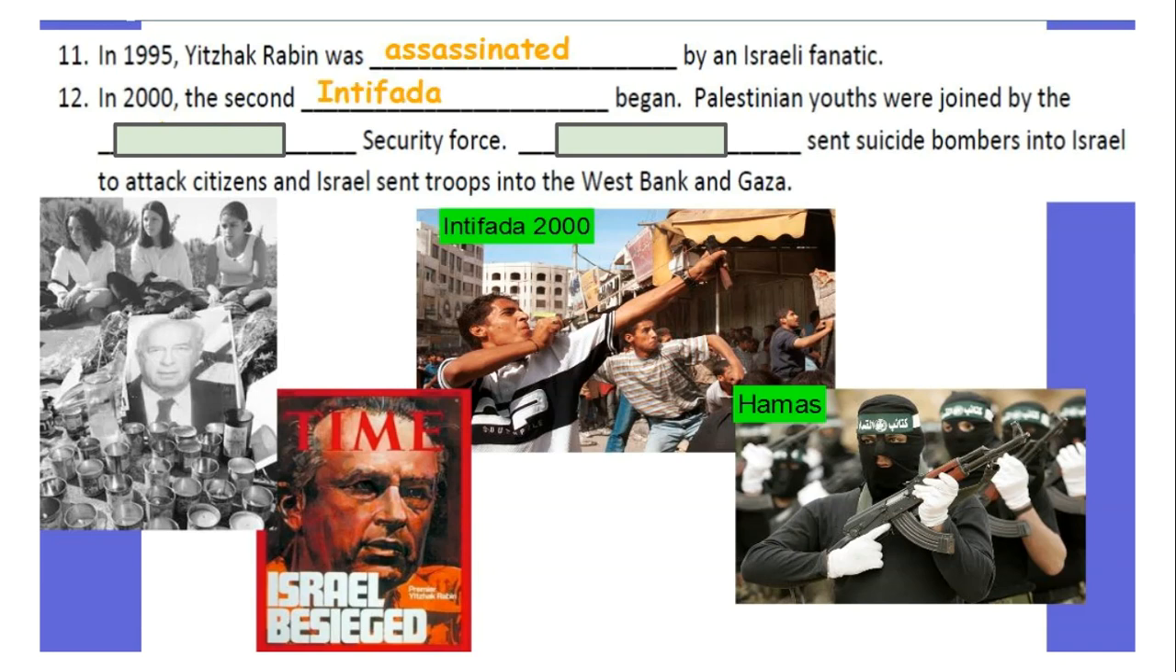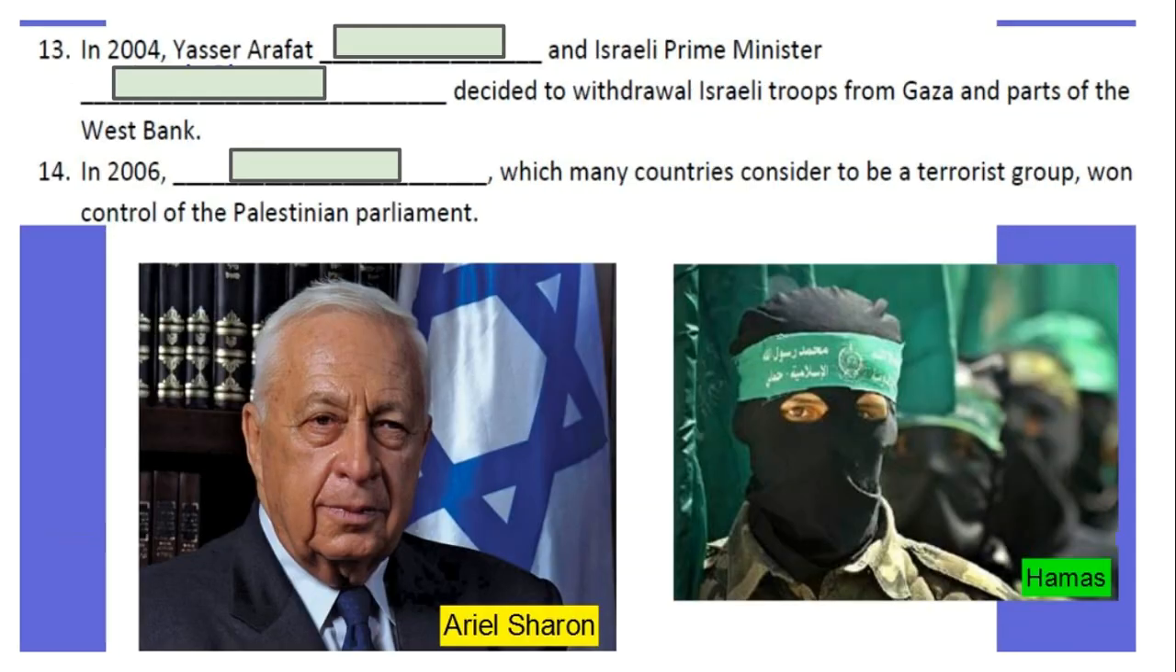Palestinian youths were joined by the Palestinian Security Force, and Hamas, which technically is a terroristic group, sent suicide bombers into Israel to attack citizens, and they would go onto buses or into crowded areas. Israel sent troops into the West Bank and Gaza to gain security in these areas.